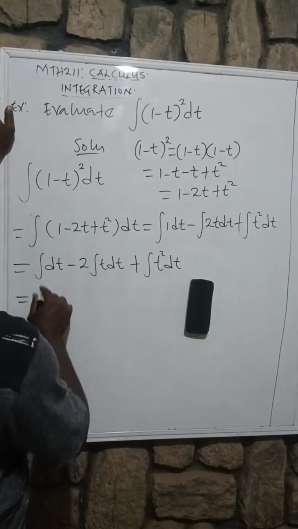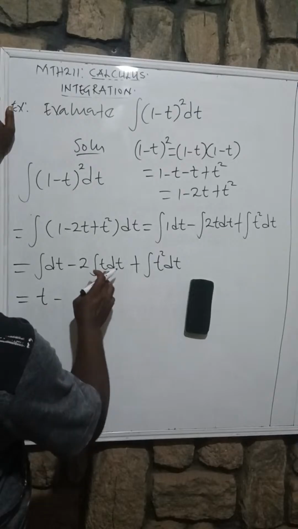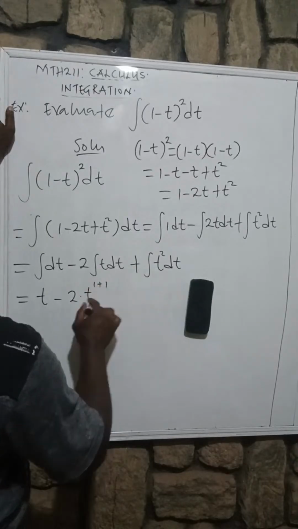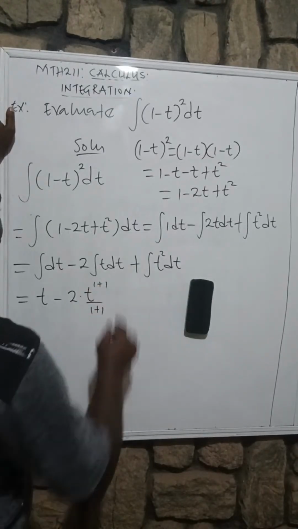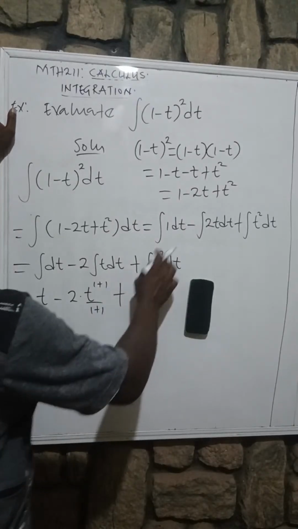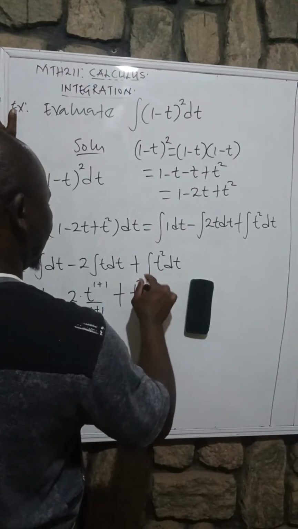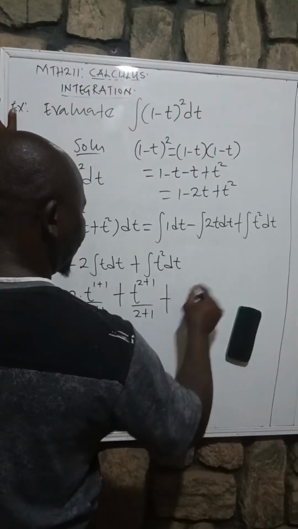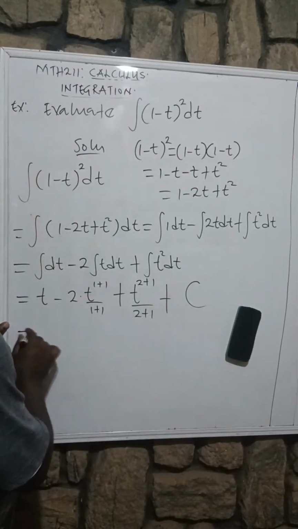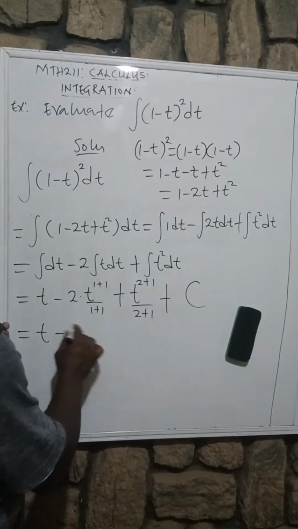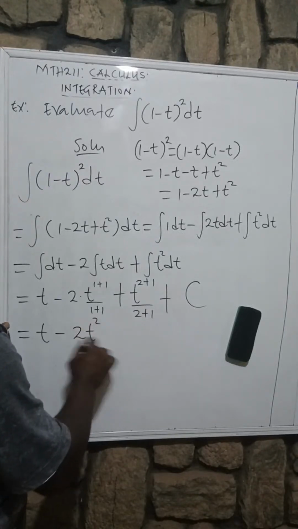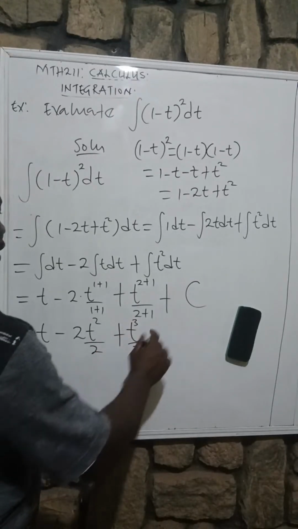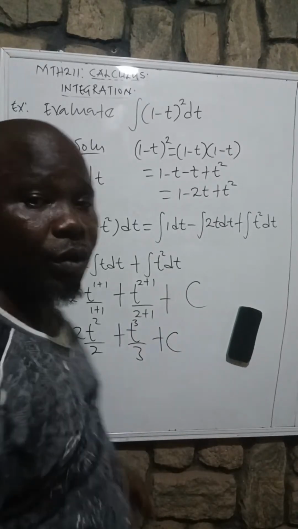If you integrate dt, you are supposed to have t. Then minus, if you integrate t dt, you are supposed to have 2 times t raised to the power of 1 plus 1 all over 1 plus 1, right? Then plus, if you integrate t squared dt, you are supposed to have t raised to the power of 2 plus 1 all over 2 plus 1, plus constant c. So the whole thing will now be t minus 2t squared all over 2 plus t raised to the power of 3 all over 3, then plus c. True or false? Look at the board.